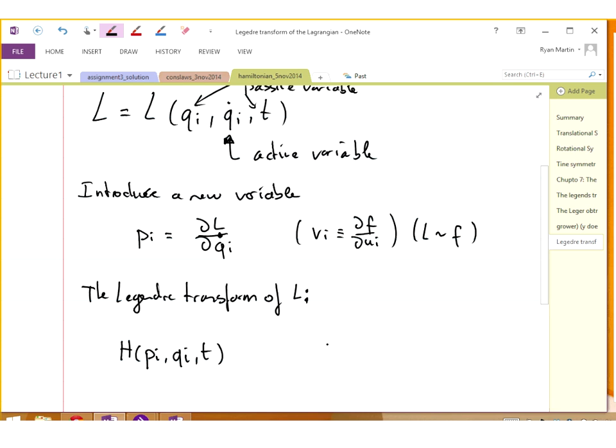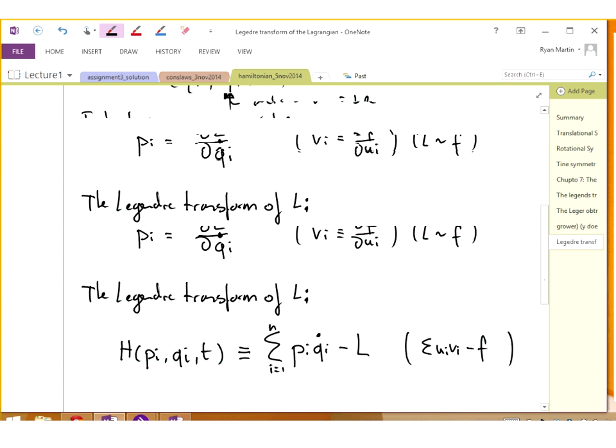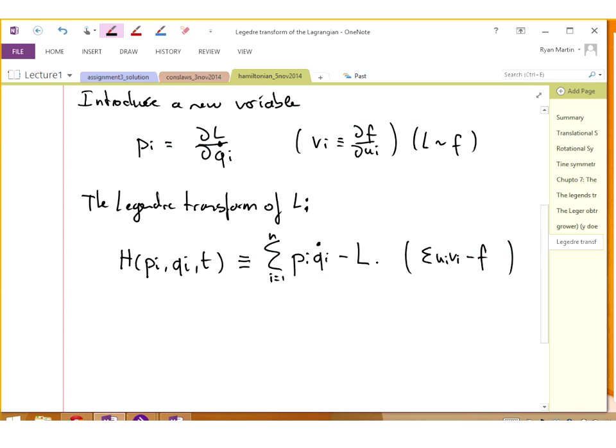So the Legendre transform is going to be the sum from i equals 1 to n of Pi qi dot minus L. That's exactly the same as the sum of the Ui Vi minus F. So that's interesting, because you already recognize that Pi qi dot minus L is the Jacobi integral. So it's interesting how all this stuff fits in. Okay.